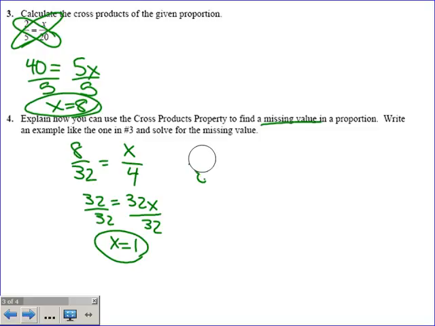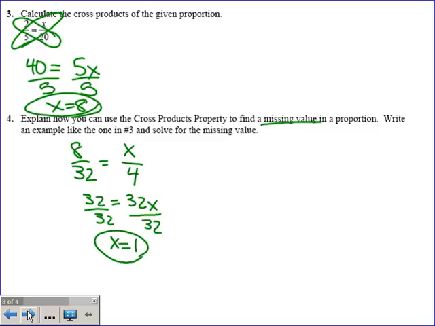Somebody have an example they want to share? Let's see. Connie, what's your example? Oh, okay, so we did this part, but it says write an example like the one in number 3. Did you have one of those? No, you didn't. Okay, well, you can write one right now. It's fine. Rashad, what's your example that you had?